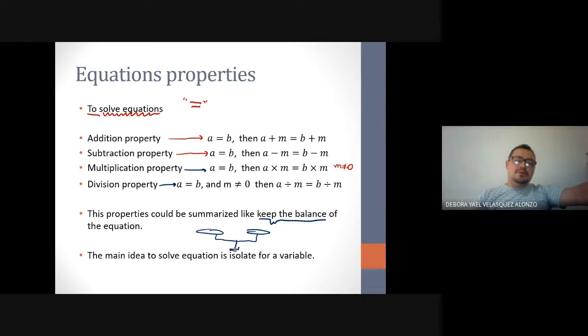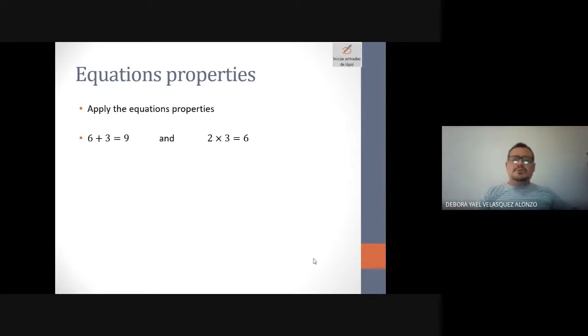In order to solve equations, we may use this technique that is called keep the balance, which consists of applying those properties, addition, subtraction, multiplication, division, in order to isolate a variable. So let's see how this works. Those are the theory we want to use in order to understand how they work. For example, here we can apply those equation properties and see what happens.